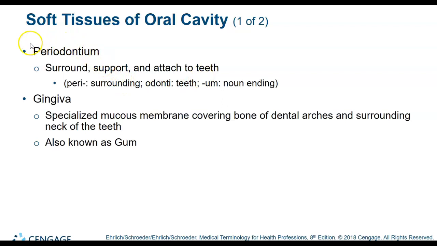The periodontal area actually is supporting and surrounding the teeth. The gingiva is a mucous membrane covering the bone and surrounding the neck of the teeth. We also call that a gum. So the gingiva is our gums.